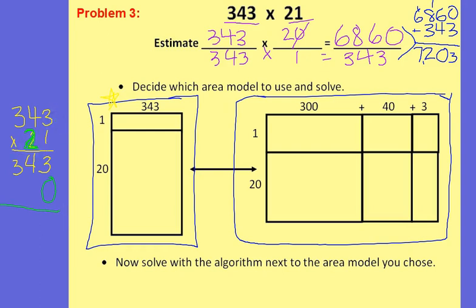So now we'll do 2 times 3 is 6. 2 times 4 is 8. 2 times 3 is 6. And we're going to add those values together. So 3 plus 0 is 3. 4 plus 6 is 10. 1 plus 3 is 4. Plus 8 is 12. And 1 plus 6 is 7. So, again, final answer is 7,203. That's what we had predicted with our estimation earlier, 7,203.